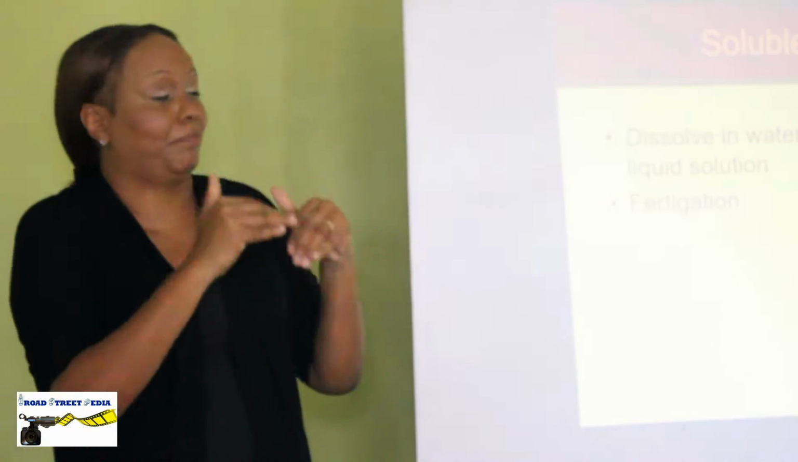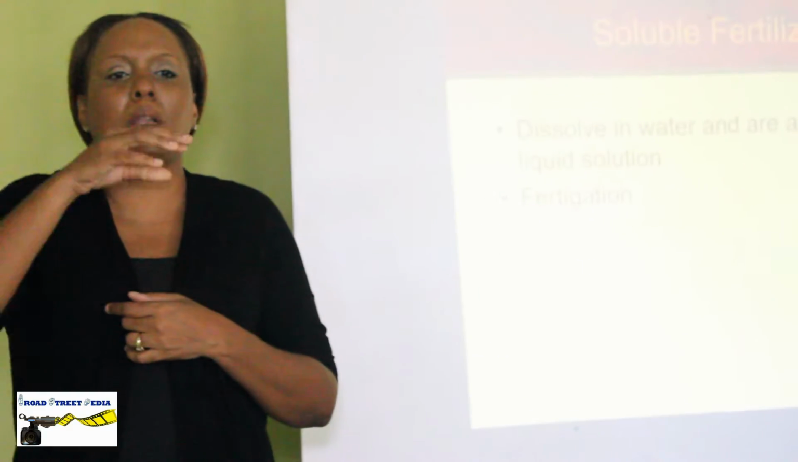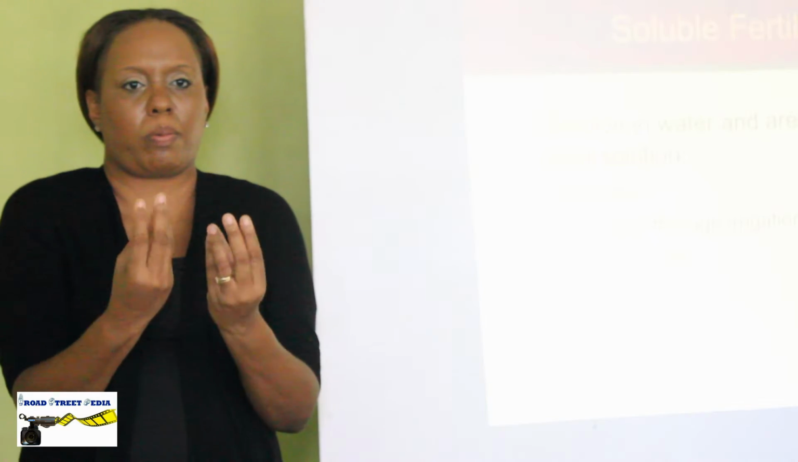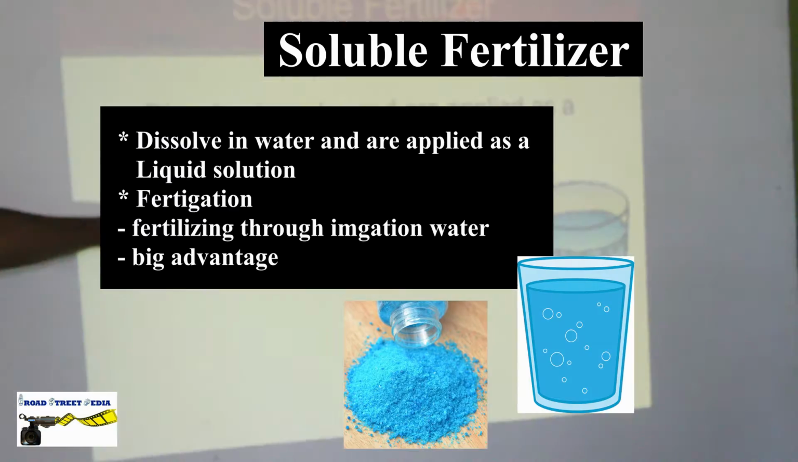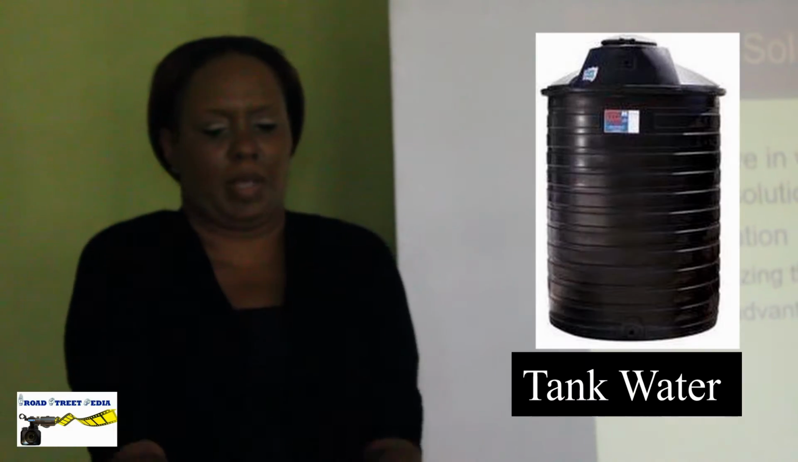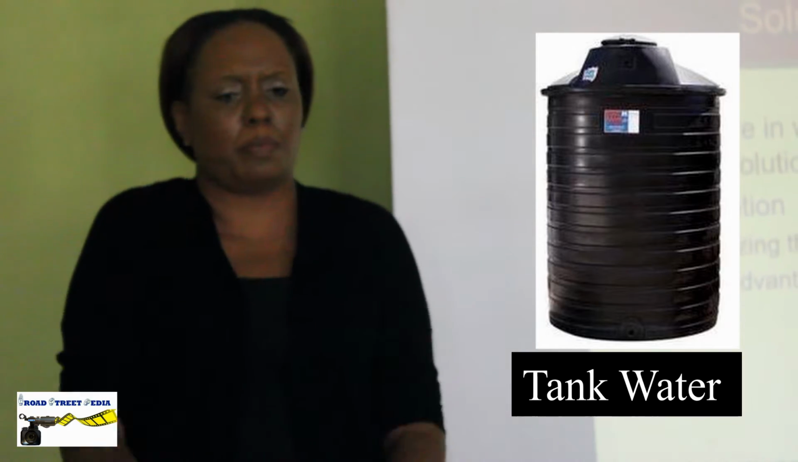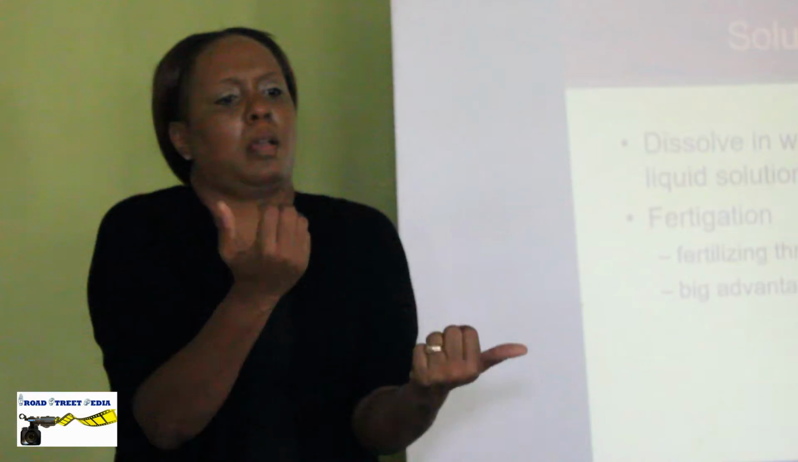Soluble fertilizers dissolve in water and are applied as a liquid. Or we have something called fertigation. It can be a tank where we dissolve the fertilizer, place it into the tank, and it is absorbed through certain designed media so that it can be passed through to the plant.